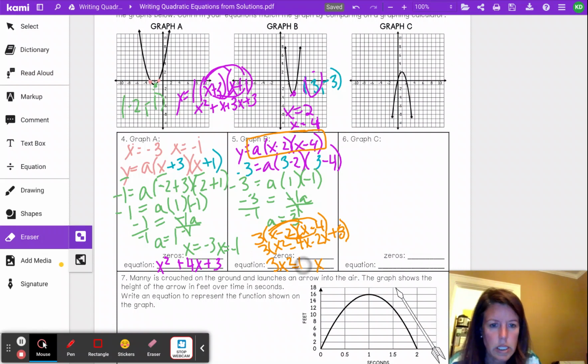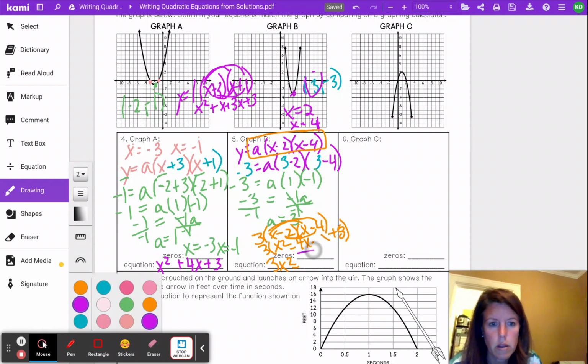I forgot to combine my like terms. You see what I did? Negative 4x and negative 2x, that's negative 6x. Hopefully some of you all saw my mistake. So that would be negative 6x if I combine these terms right here. That's negative 6x. So 3 times negative 6x is negative 18x. And then 3 times 8 is plus 24.